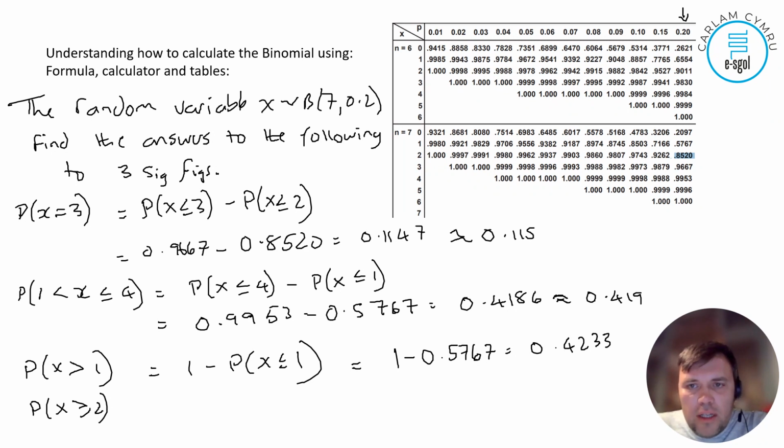If you look at all these values, they're all in this sort of section here, and then you can pick them off from the side. N equal to 7, which is the one I wanted from the tables, and the probability of success 0.2. Moving on.